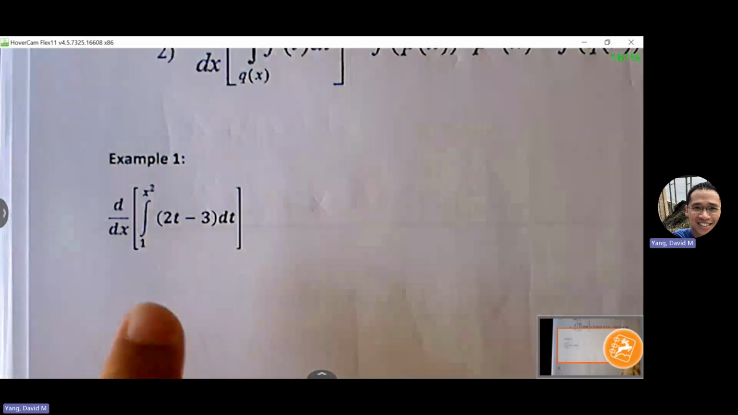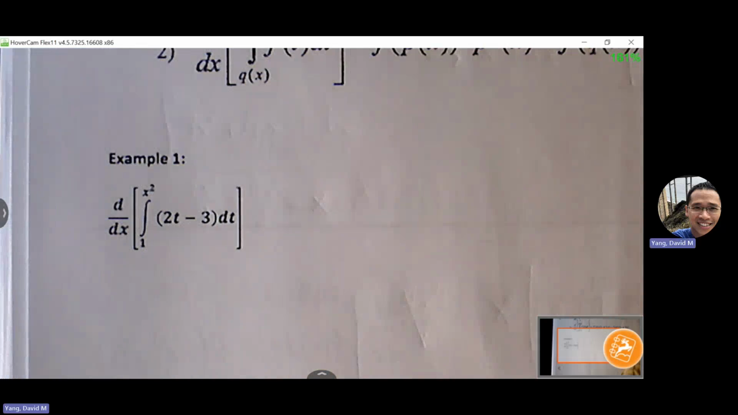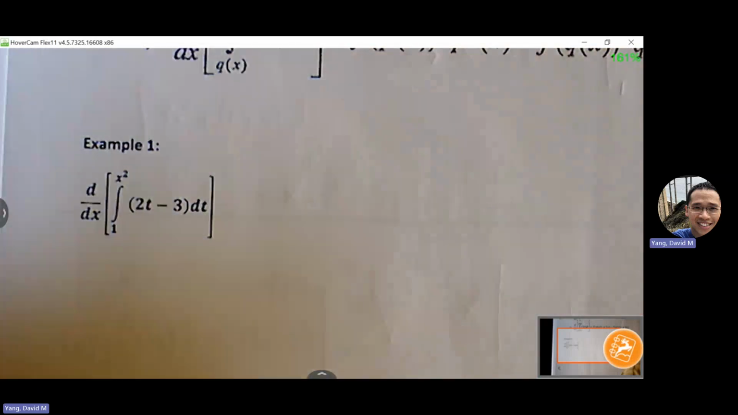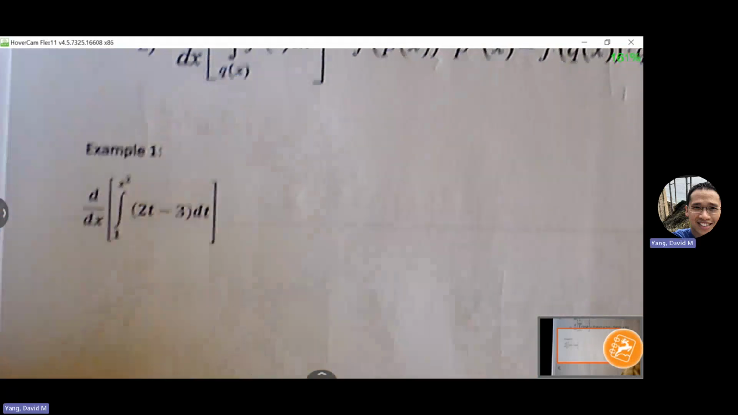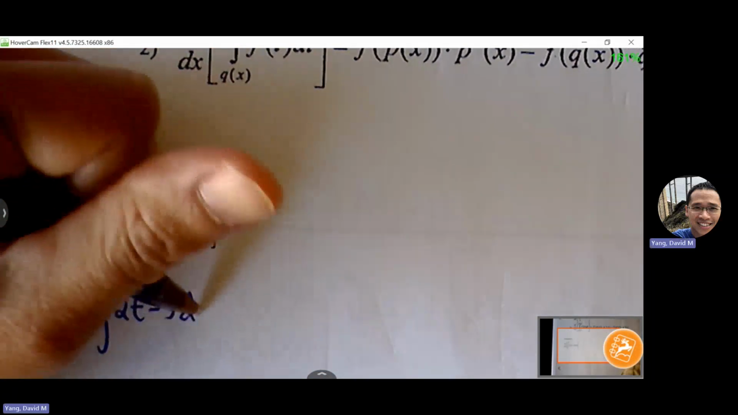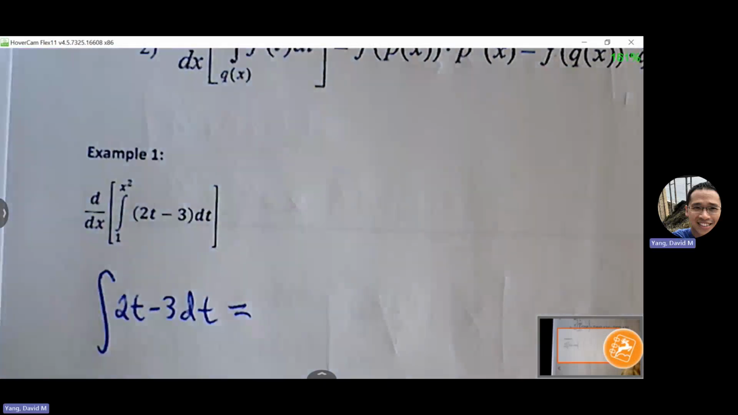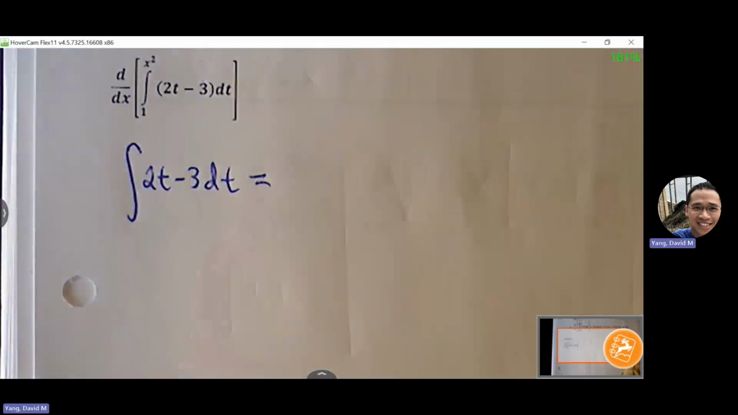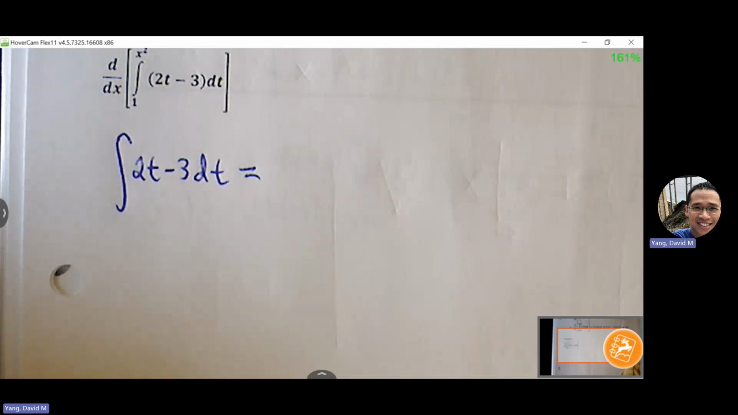The big picture here is that we're doing something and then we're undoing it. And the shortcut is, how can we get to the answer without having to go through that full process if we know that we're just going to undo it? But it's helpful to see it from beginning to end. So let's just focus on the antiderivative, 2t minus 3 dt. Remember, we're dealing in terms of the t variable here. So what's the integral of 2t minus 3?